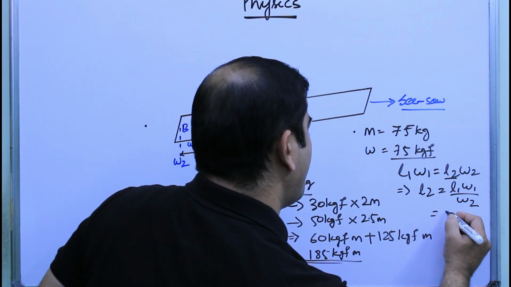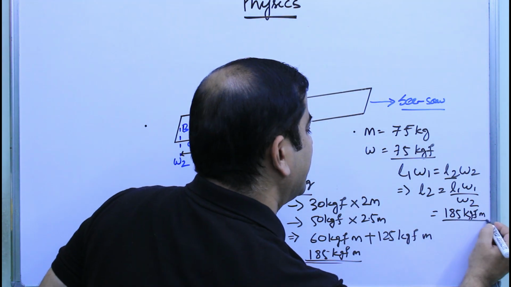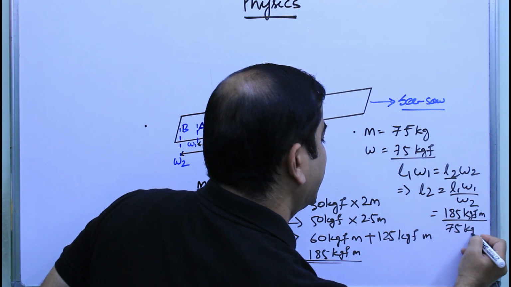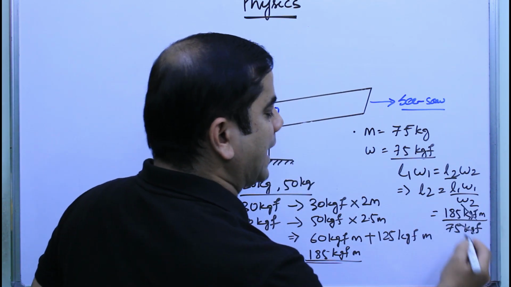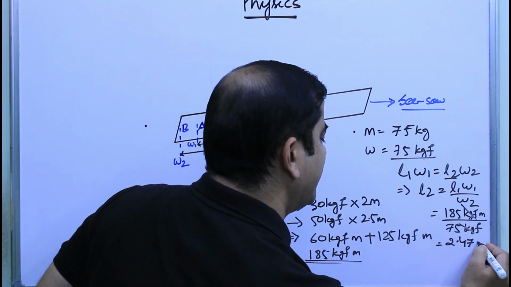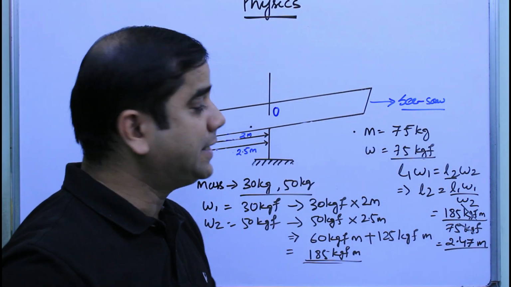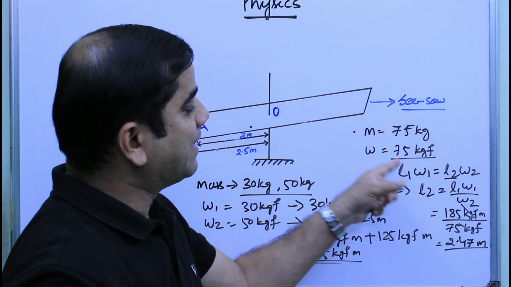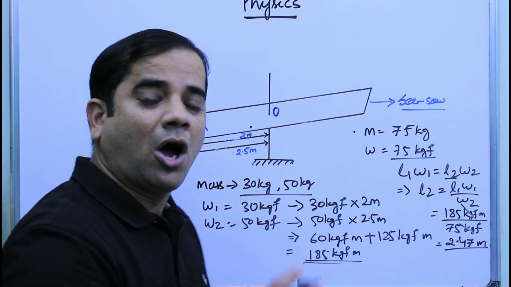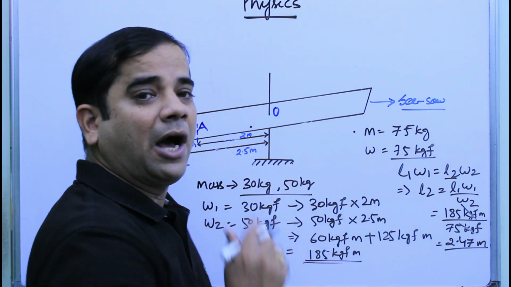So that would be equal to 185 kgf meter divided by W2, which is 75 kgf. So when we cancel out and calculate, it comes to 2.47 meter. So this is the distance from the center at which the person having weight of 75 kgf should be seated. Then the seesaw will come into its equilibrium state. That means it will be horizontal with the ground.